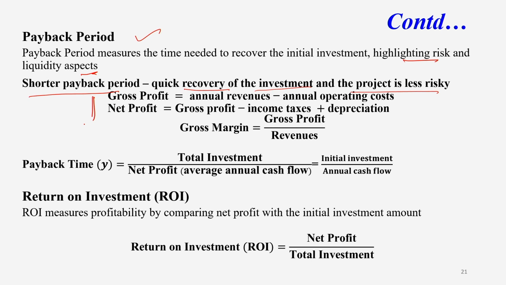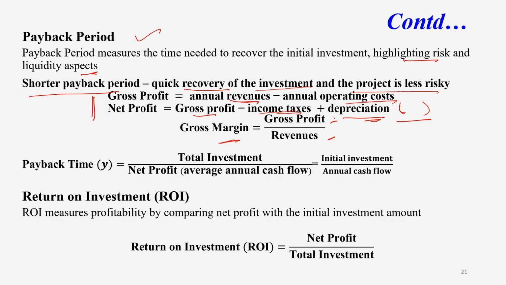Now, we want to see how to understand the profit part. There are two terms, gross profit and net profit. Gross profit means annual revenue minus annual operating cost, but when you go for the net, it will be gross profit minus some taxes and plus depreciation. Depreciation is a non-cash part, but still this is considered. One can also consider the gross margin. It is gross profit divided by the revenue, that is the gross margin.